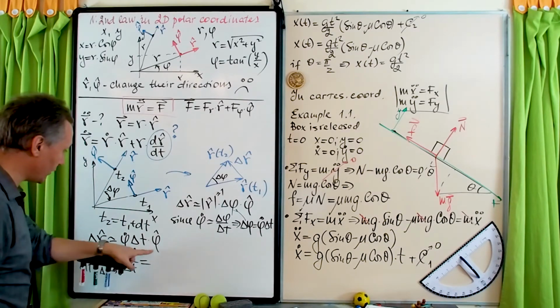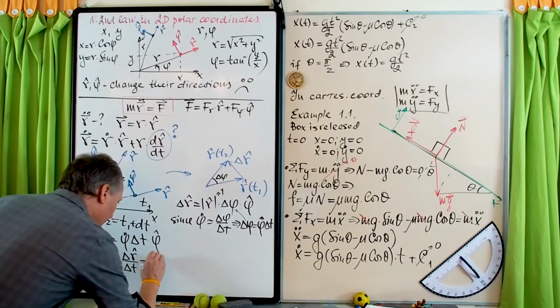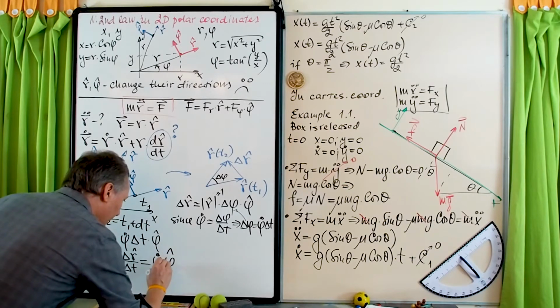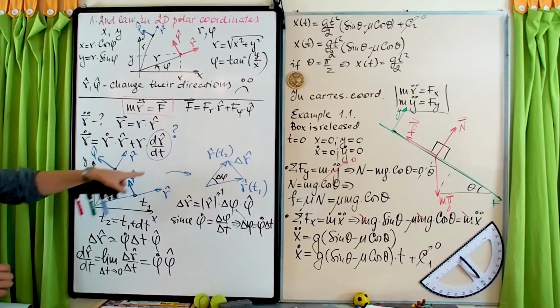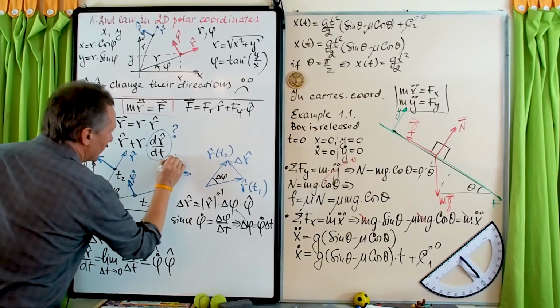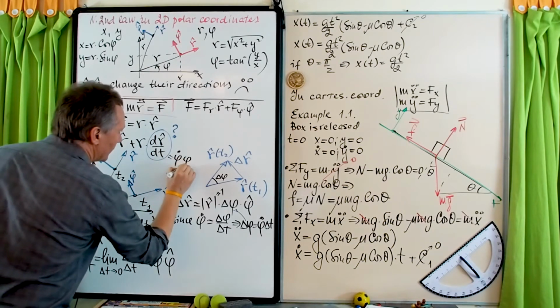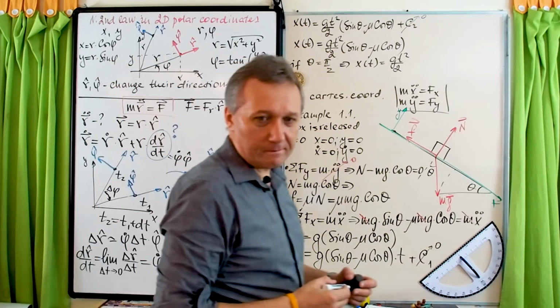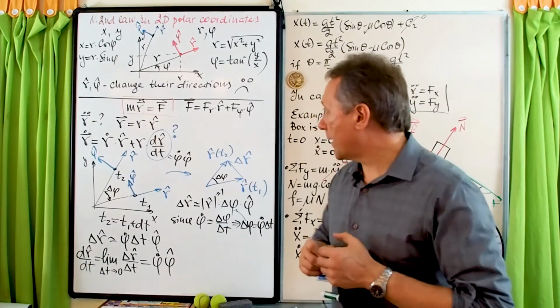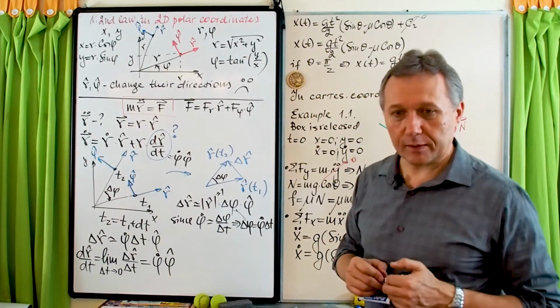So now what's left? Phi dot phi hat. So that's the derivative. So this equals phi dot phi hat. So the derivative of r hat with respect to time equals phi dot phi hat.